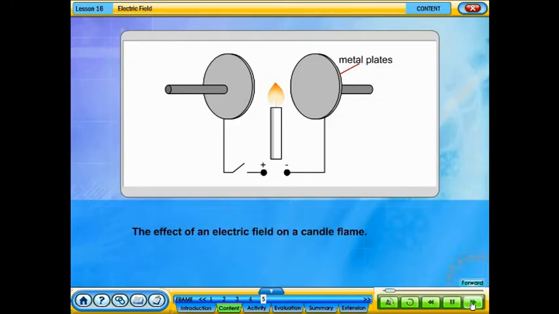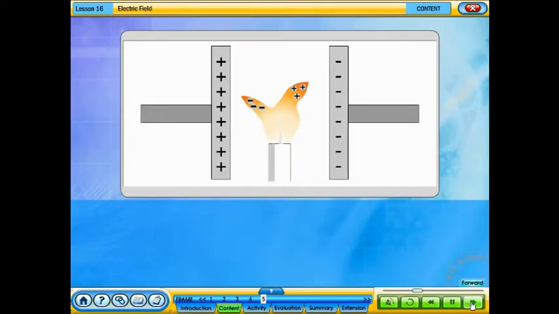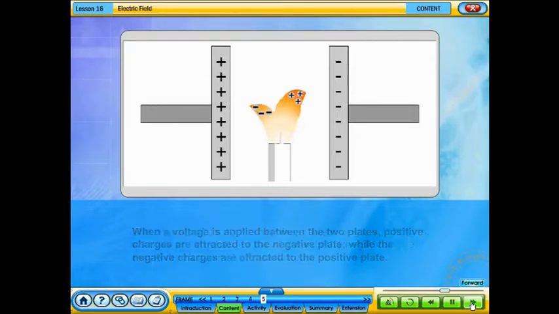This activity shows the effect of an electric field on a candle flame. The heat of the flame ionizes the air molecules to become positive and negative charges. When a voltage is applied between the two plates, positive charges are attracted to the negative plate, while the negative charges are attracted to the positive plate.